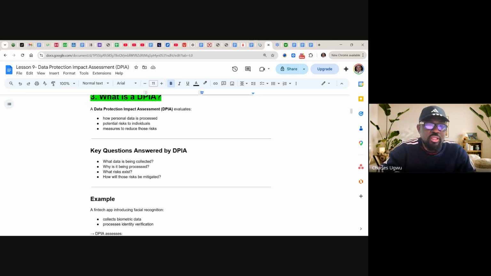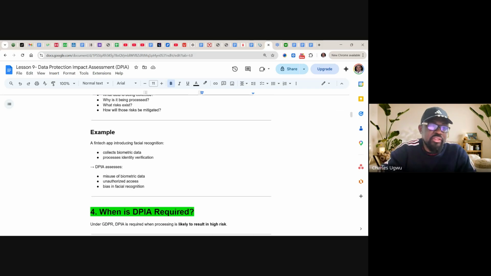So the data protection impact assessment asks the following questions: what data is being collected? Why is it being processed? What risk exists? And how will those risks be reduced or mitigated? That is what we are doing. This is the best aspect of data protection. You must know how to carry out this DPIA, because you are being proactive.